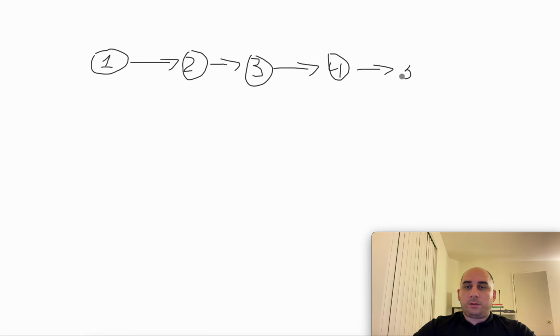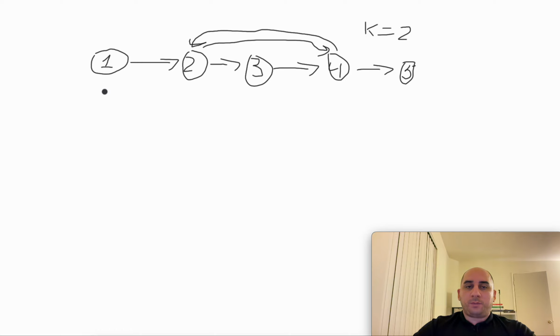Okay, actually let's take this example and work on it: 1, 2, 3, 4, and 5. So let's say that we have 5 nodes here, and k is equal to 2. Let's say that we need to swap the values of this and this node. So let's take a look at how we can solve this problem.